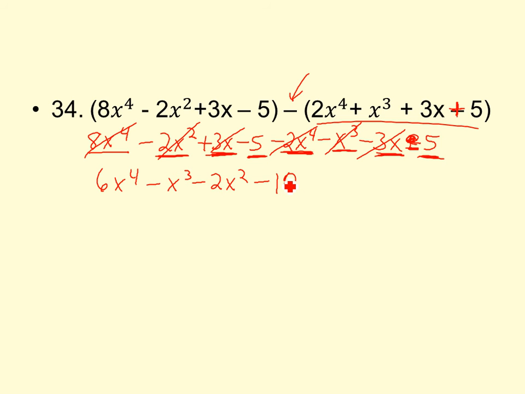That won't simplify any farther. And remember, when you write it, it should be in descending order according to the exponents. So 4, 3, 2, then no exponent. So that's in descending order. And if we look at our answers there, that's answer A.